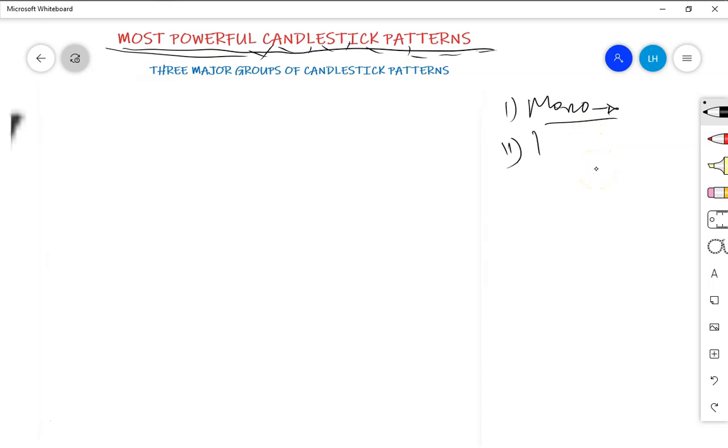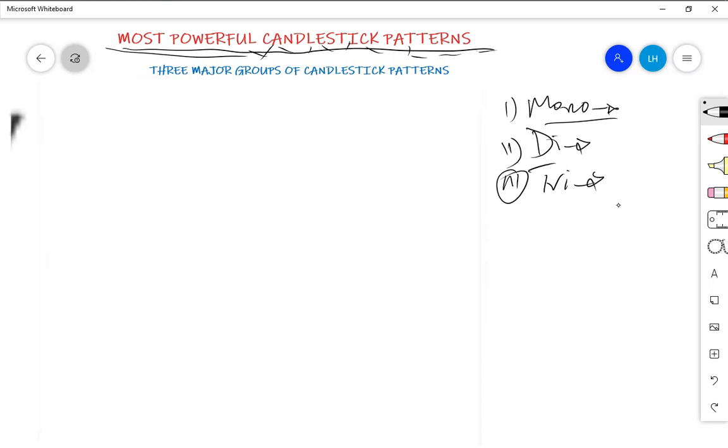Then we have the second one, which is known as the di candlestick pattern. In a di candlestick pattern, you have many candles in a price chart, but your concentration is on two candles. And the third one is the tri candlestick pattern. The tri candlestick pattern is when you have many candles in a price chart, but your concentration is on just three candles.